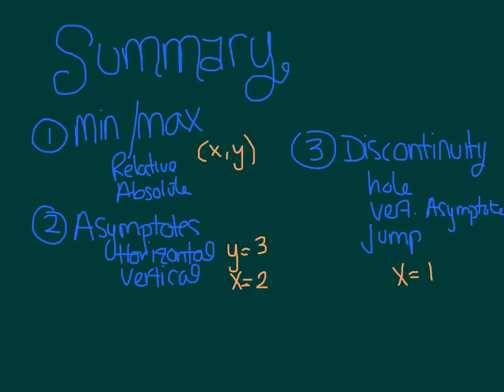Here's a quick summary of what we've looked at. We looked at minimums and maximums, and we said that they could be either relative or absolute, and that we want to identify them by their coordinate, their x, y. Then we looked at asymptotes, and we said they could be horizontal or vertical, and we want to identify them by the equation that gives the line. If it's horizontal, it'll be y equals something, and if it's vertical, it will be x equals something. And then last, we looked at discontinuities, and we said there were 3 different kinds: holes, vertical asymptotes, or jumps, but they're all going to be identified by their x value, like x equals 1.